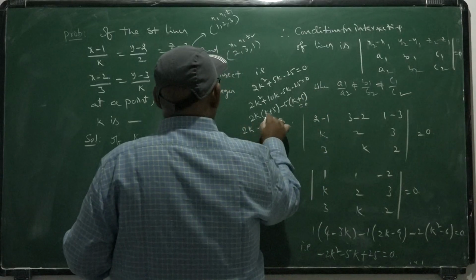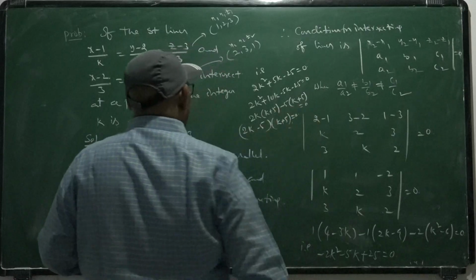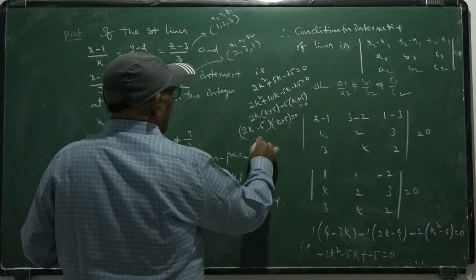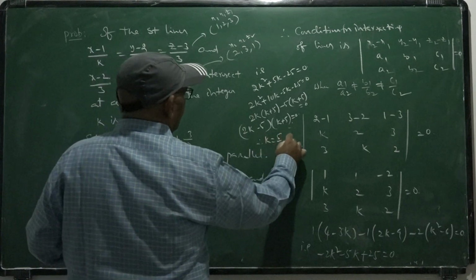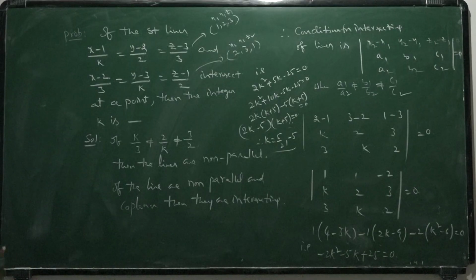So you can resolve the equation as a product: 2k minus 5 and k plus 5 is 0. Hence k takes the value 5 by 2 and minus 5. The required values of k, so that the given lines are intersecting, are 5 by 2 and minus 5.